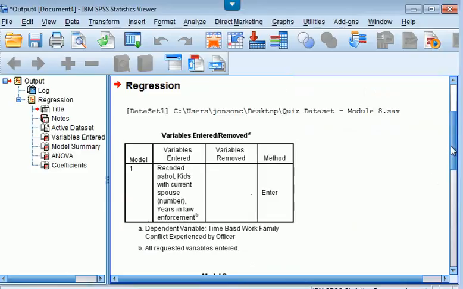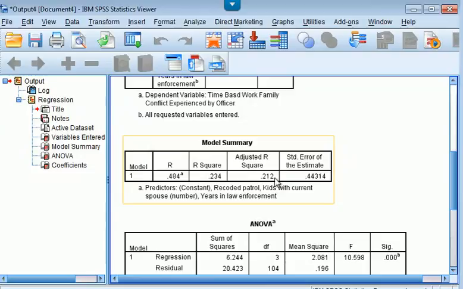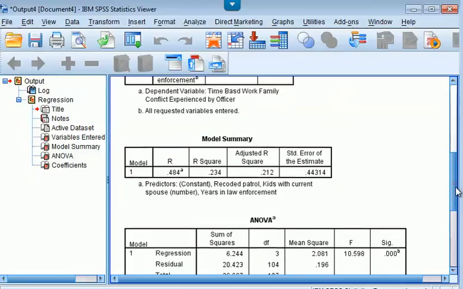Run the regression. It asks you what the adjusted R-squared is and to interpret it. The adjusted R-squared is right here. Adjusted R-squared is 0.212. To interpret that, multiply it by 100, so now you have 21.2. So 21.2% of the variation in time-based work-family conflict is explained by years law enforcement, number of kids, and whether or not somebody has a patrol or non-patrol job.